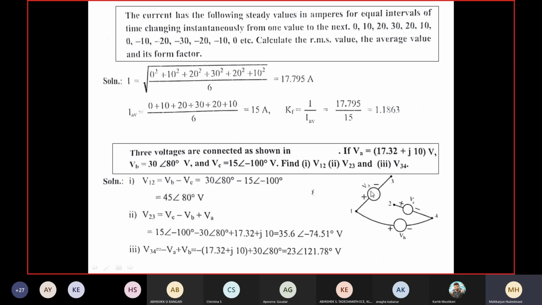If VA, this voltage source value, is 17.32 plus j10 volt, this is in rectangular form. The other is VB. VB is 30 angle 80 degrees. It is in polar form. And VC is again given as 15 angle minus 100 volt. These are the complex voltage sources connected in a certain fashion. You are asked to calculate the potential V12, the potential of 1 with respect to 2. So how to do it?